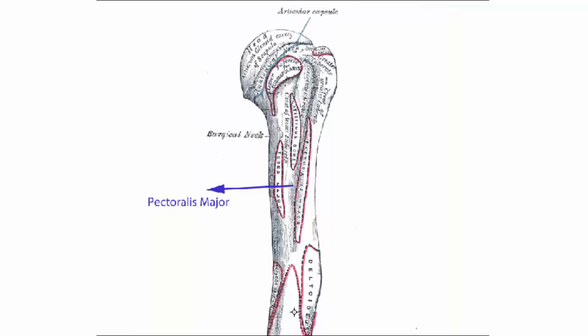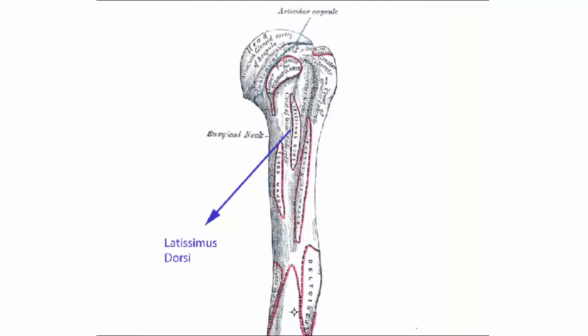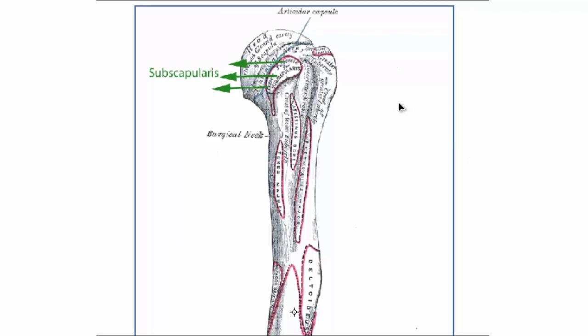On the other lip of the groove we've got teres major, another adductor, and in between those we've got latissimus dorsi, which lies between these two majors: a lat between two majors. If we now go to the top of the humerus and talk about the rotator cuff, subscapularis is the muscle that lies underneath the scapula, against the blade of the scapula, attaches to the lesser tuberosity and forms the anterior wall of the rotator cuff.